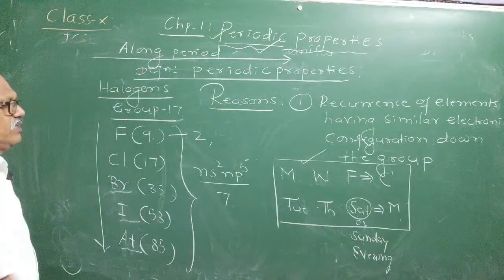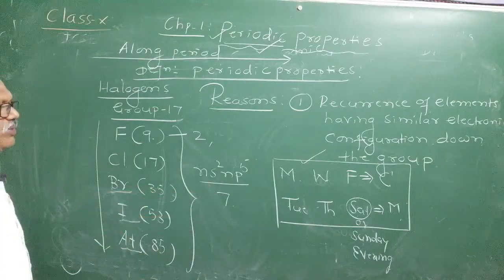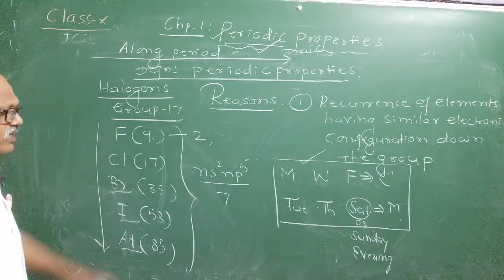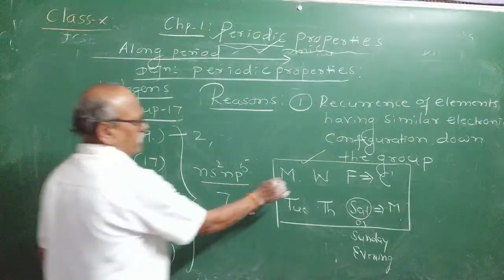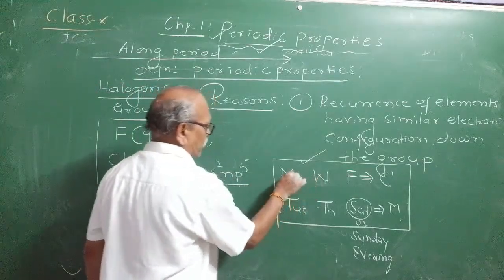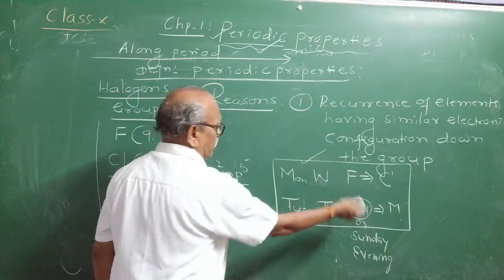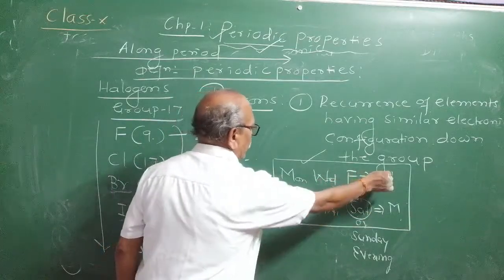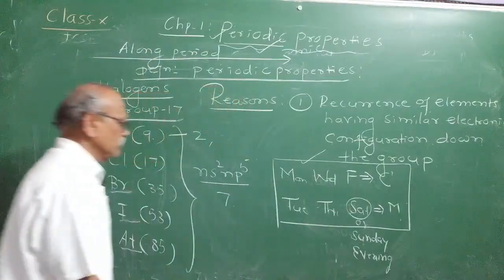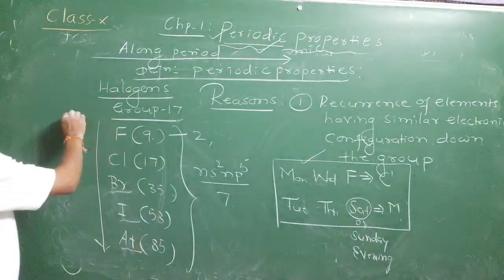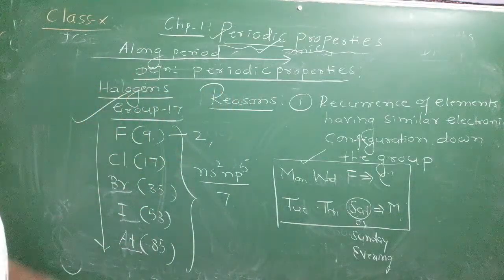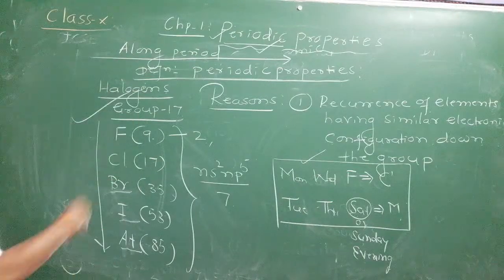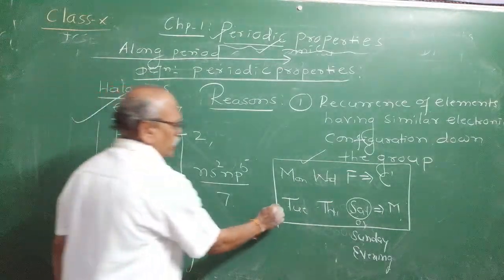This Saturday, Sunday I will be out of station. Therefore, I am not taking. Otherwise, you note down correctly. Monday, alternate day: Monday chemistry, Tuesday maths, Wednesday chemistry, Thursday maths, Friday chemistry, Saturday maths. So the next period will start on Monday, continuing with periodic properties. On Tuesday, I will take maths.